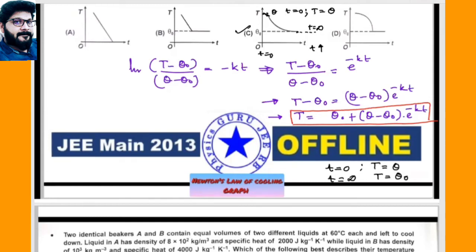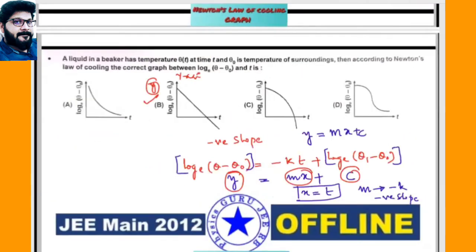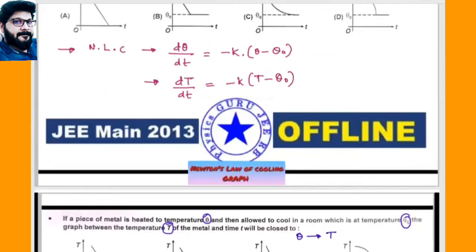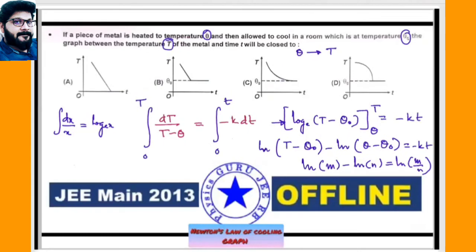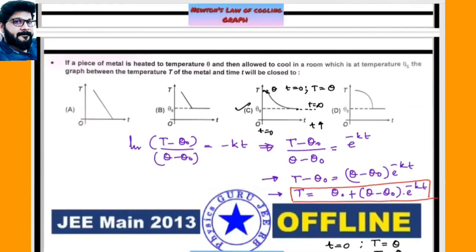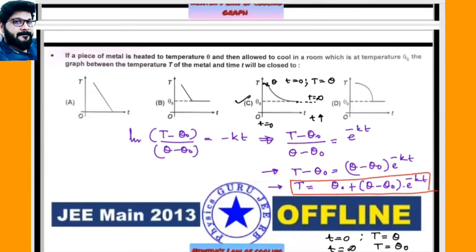Hope this is clear till this point. You can check it out once. We did the previous question as well as this one, same model, same method, Newton's law of cooling. The Newton's law of cooling, d theta by dt equals minus k into (theta minus theta naught). Then I am replacing theta with the capital T temperature, then rearranging the equation, integrating on both sides, then applying upper and lower limits. Then T equals theta naught plus (theta minus theta naught) e to the power of minus k into t.